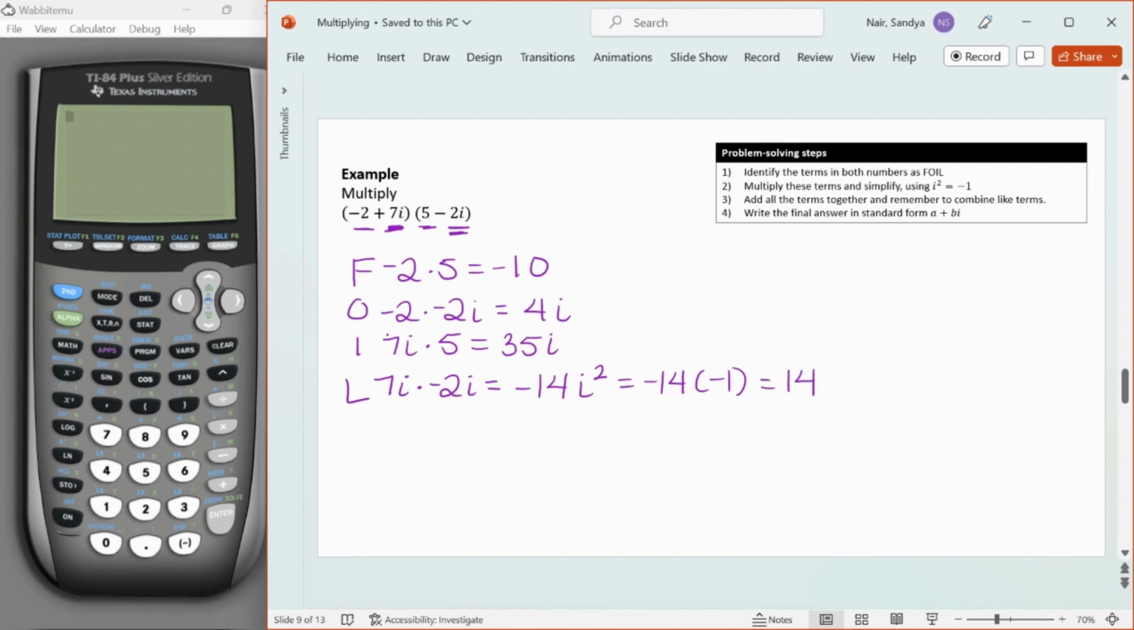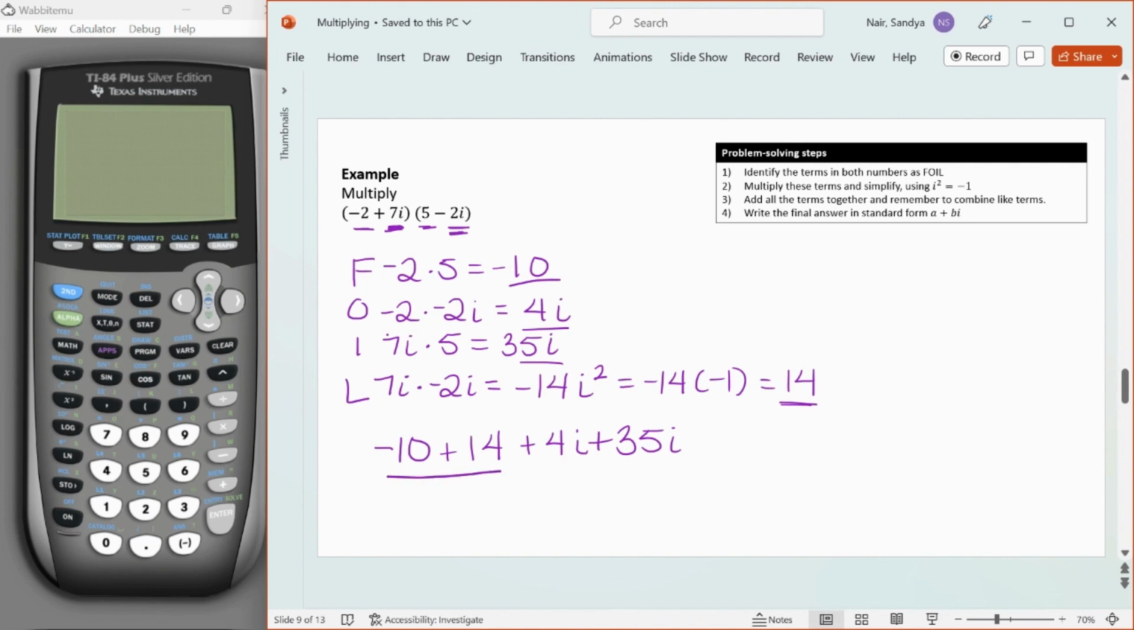So when we add up all our terms, I like to use a shortcut, and I just figure out the like terms as I'm doing it. So for example, I have negative 10 as my first term, but then I know the like term that'll combine with it is 14. So I'm going to go ahead and write them together. And then I have 4i, and finally I have plus 35i. So writing the like terms together just kind of helps me get one step ahead of this process.